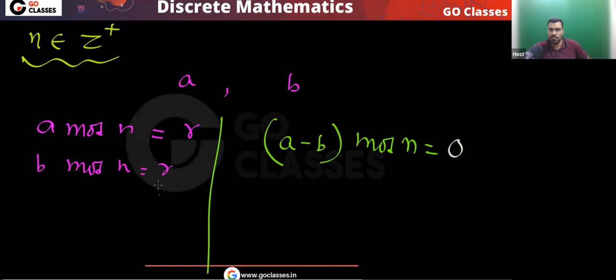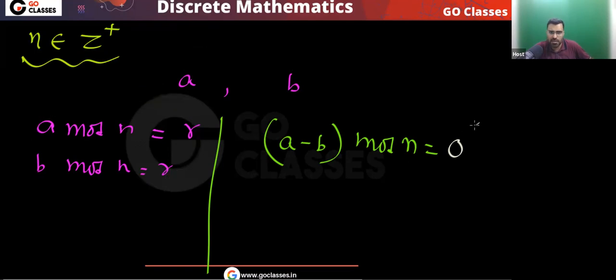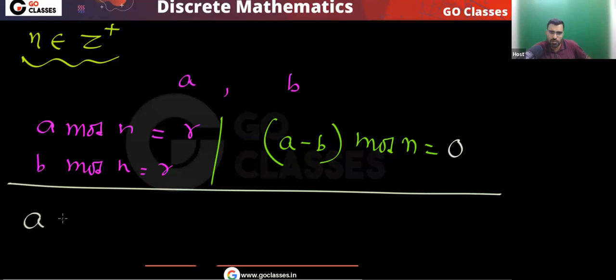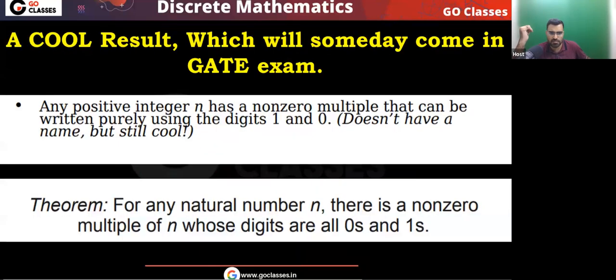Very simple. You can easily notice that if a and b give the same remainder when you divide by n, then a minus b will give remainder 0. This is actually by the definition of congruence, if you remember. a is congruent to b mod n if and only if n divides a minus b. Agree or not? Yes or no? This is the definition of congruence. This we already know.